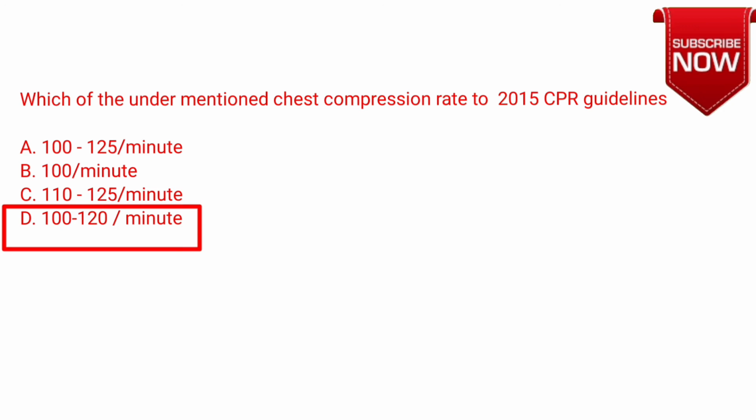As per American Heart Association 2015 CPR guidelines, the chest compression rate is 100 to 120 compressions per minute.